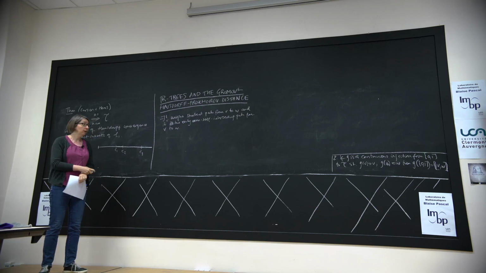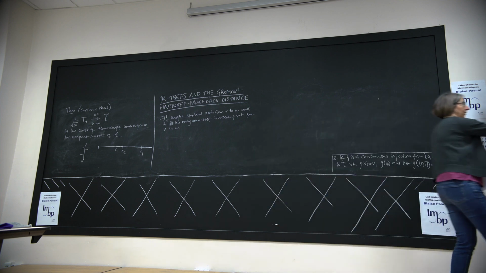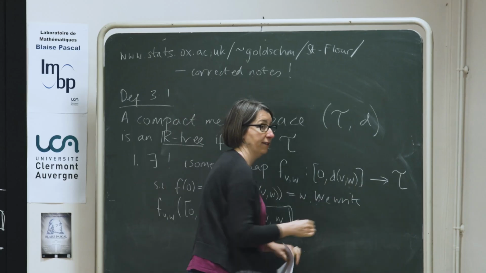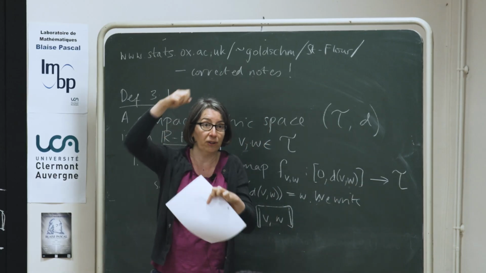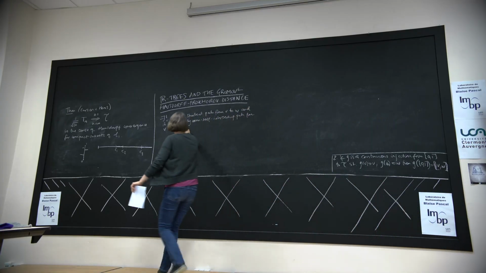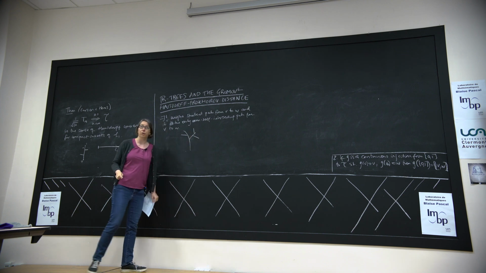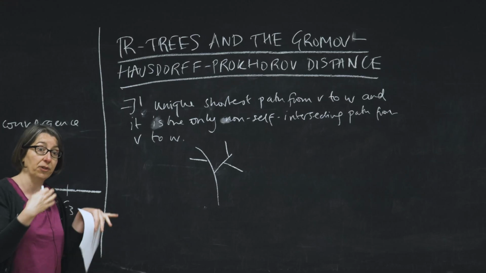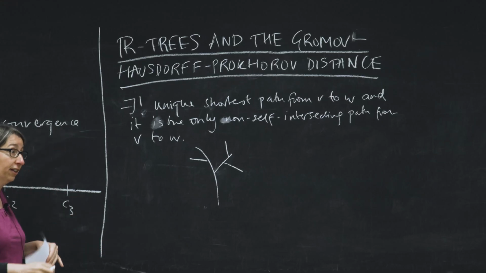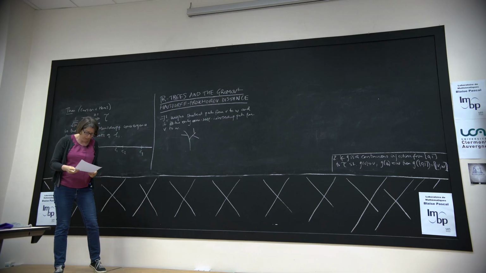Because I've got this nice isometric map from this interval into the path between V and W in my tree, the right way to think about these things is as intervals glued to one another. It's a nice way of thinking about the sort of object that we were creating with our line breaking construction.